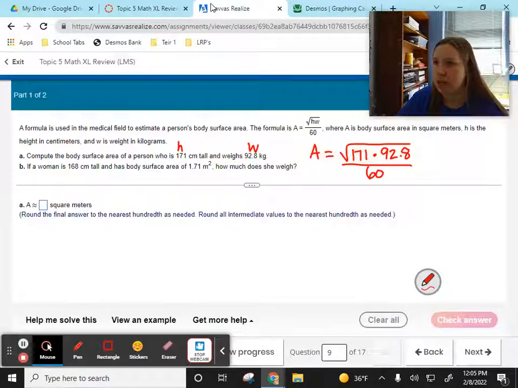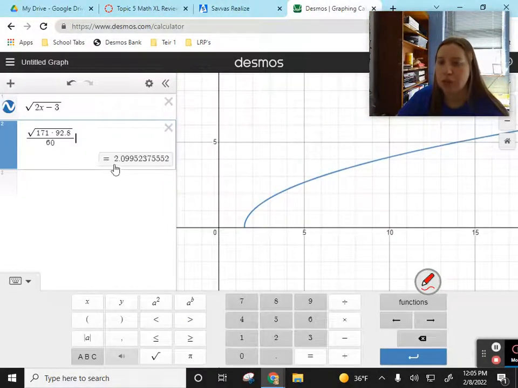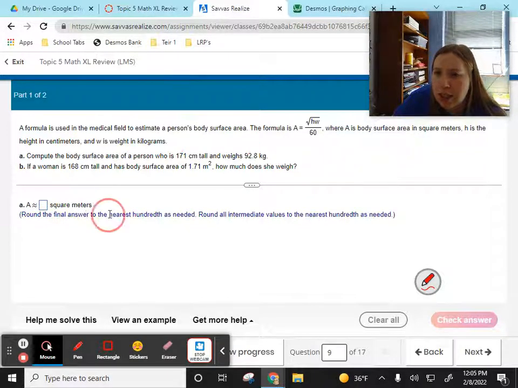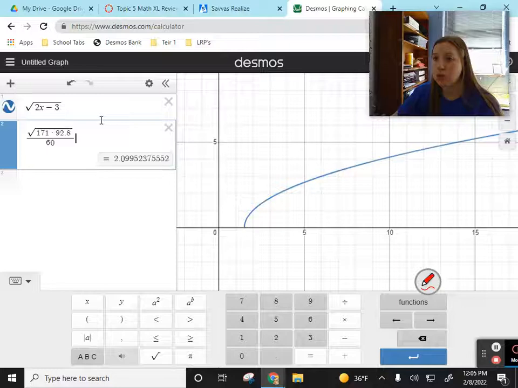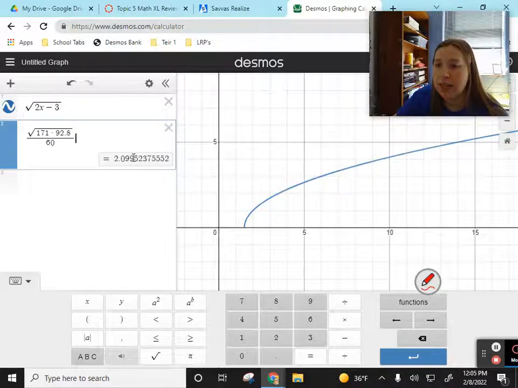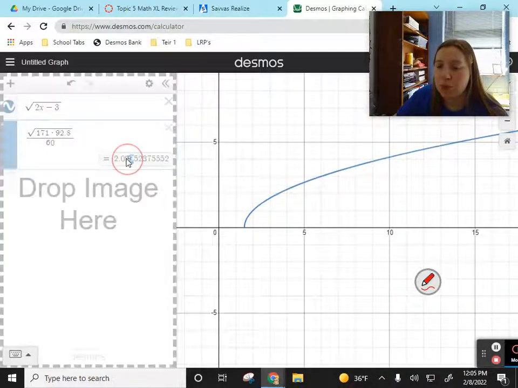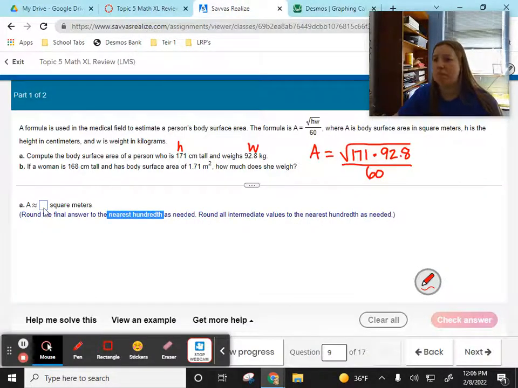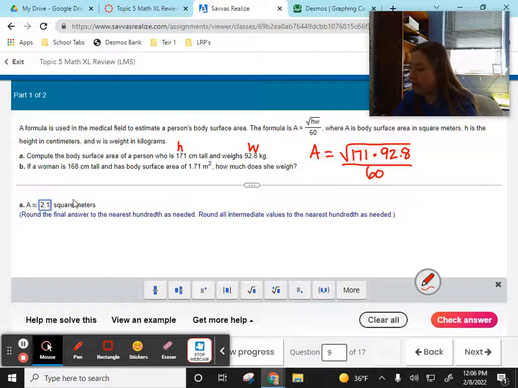Let me check my numbers. 92.8. It says to round to the nearest hundredth. So that's 2 decimal places. So that 9 is going to bump that up to a 10. So I think it's going to be 2.1 square meters.